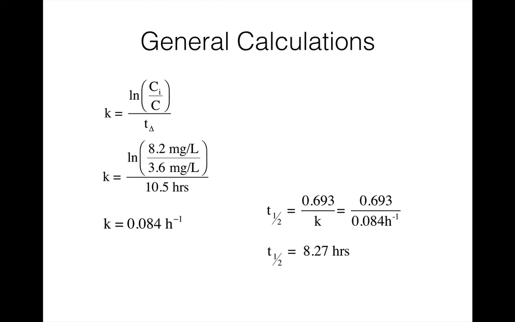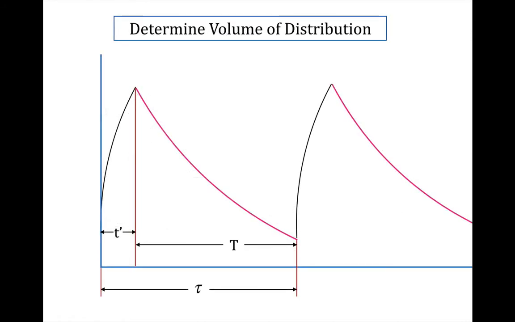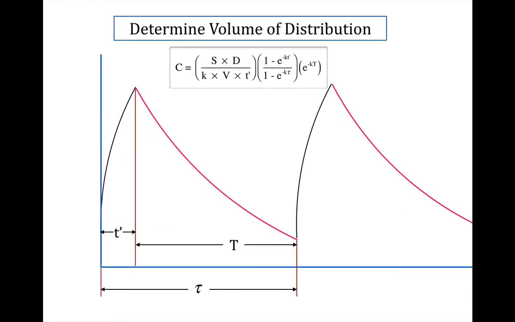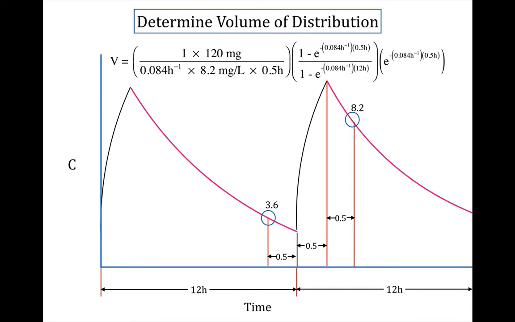Next, we need to determine the volume of distribution. Again, to determine the volume of distribution, we need the equation that describes the dosing approach that's used. In this case, we're going to transform the V over to the left side of the equation and the C into the denominator on the right side. Everything is known in this equation except for volume of distribution, and we have two concentrations measured at two different times after the end of the infusion. So let's plug the numbers in.